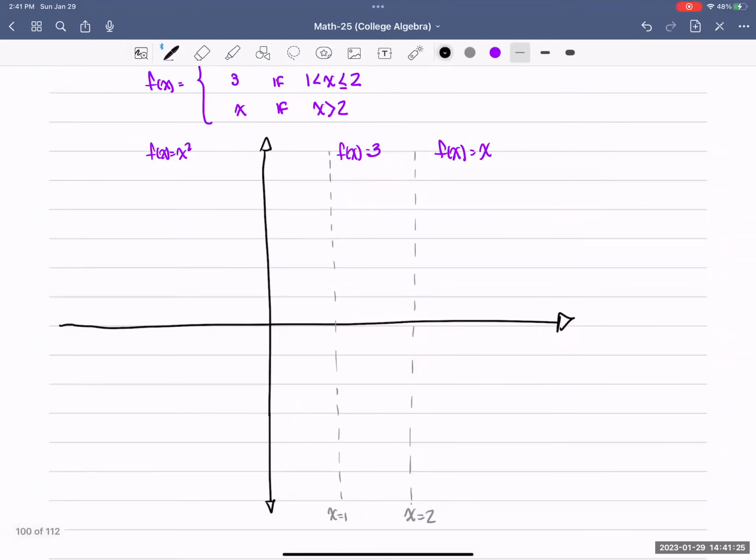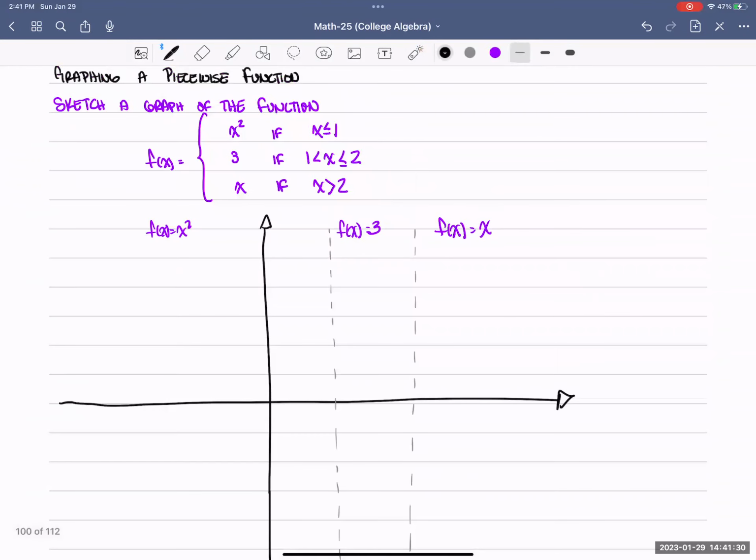From here, we would just start picking points. I know we're not experts at graphing these functions just yet, but we could pick a couple of points just to see where the graph is. So I suggest starting off with our boundary. Let's plug 1 into our function. So f of 1 is equal to 1 squared, which is 1. This gives us a point 1 comma 1.